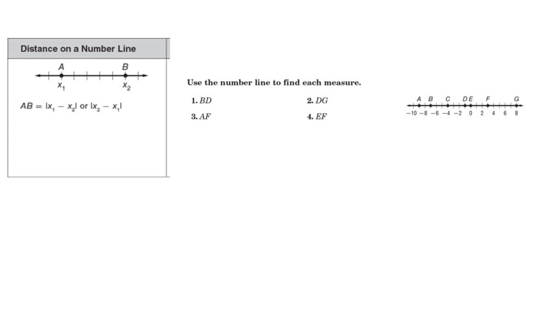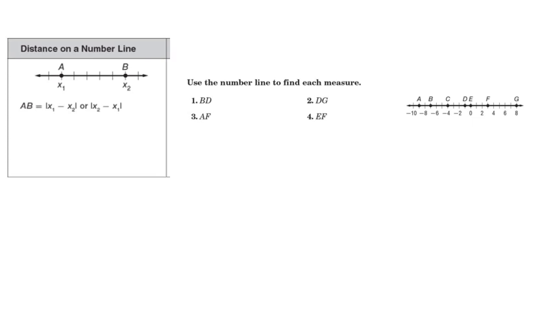What we're going to do is subtract the 2 points from one another. And as long as we find the absolute value of that, it doesn't matter which point you write first. All right, so it wants us to use the number line to find each measure. When it says then find the measure of BD, that means find the length of the segment BD.